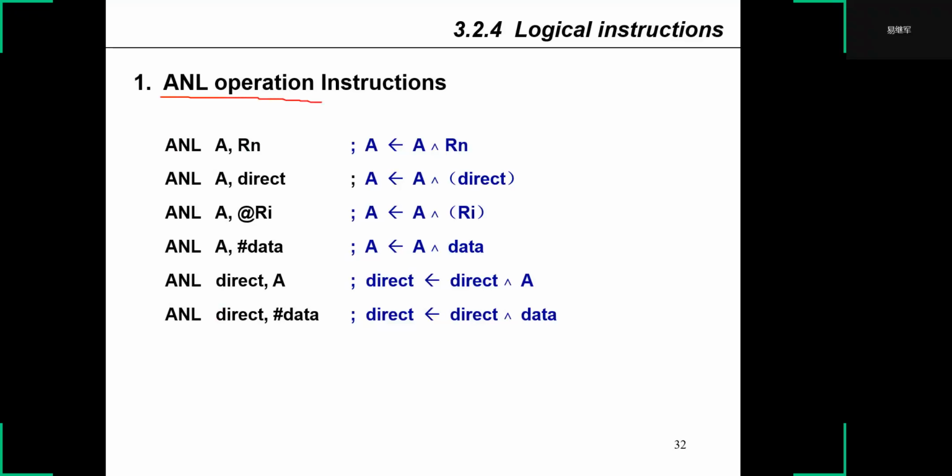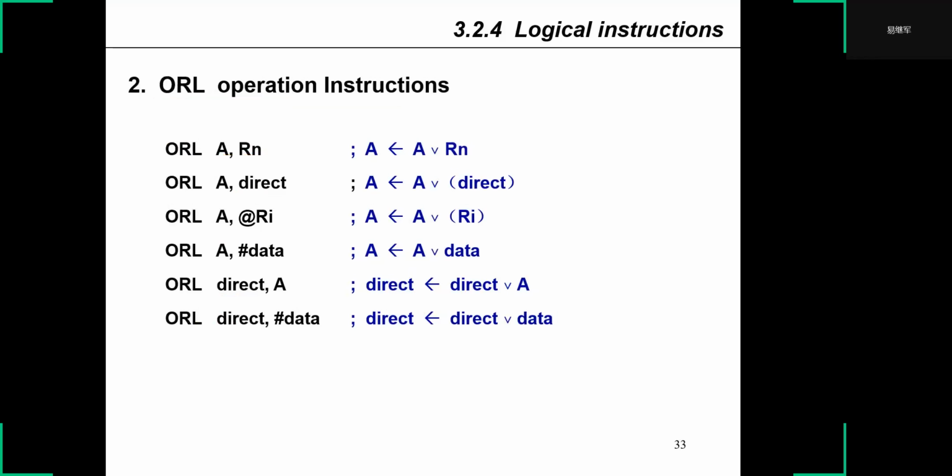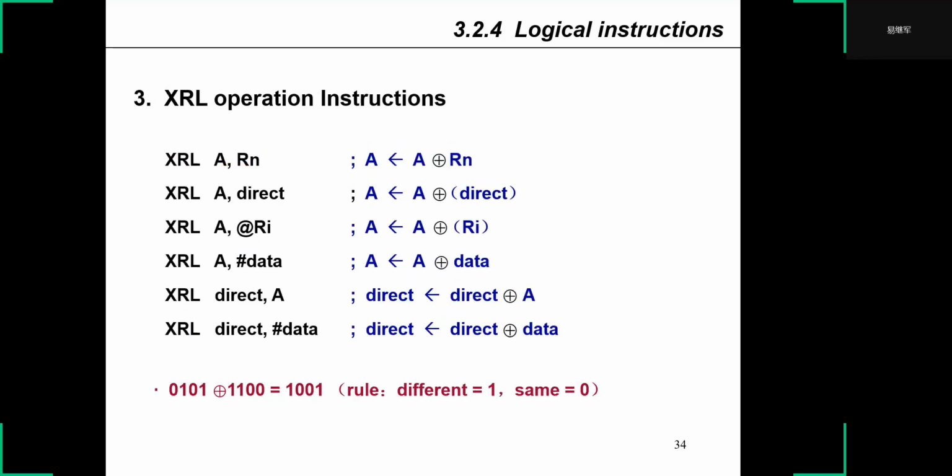ANL operation: A and Rn, A and direct, AND operation. ORL operation means OR operation: A OR Rn, A OR direct. XRL is exclusive OR: A and Rn.